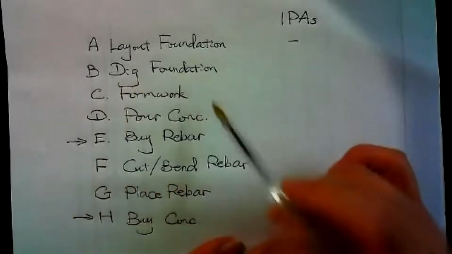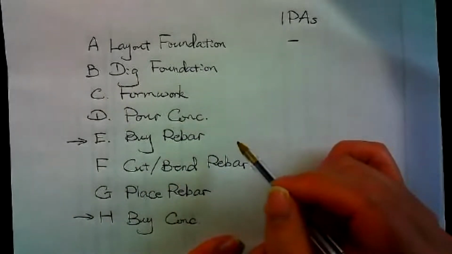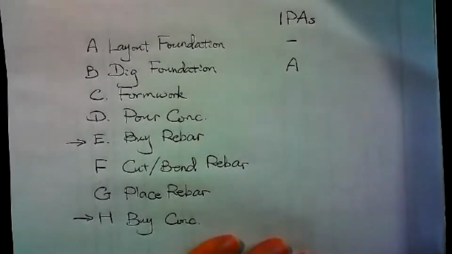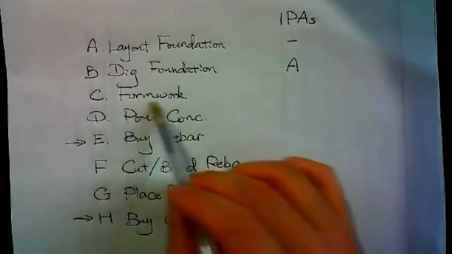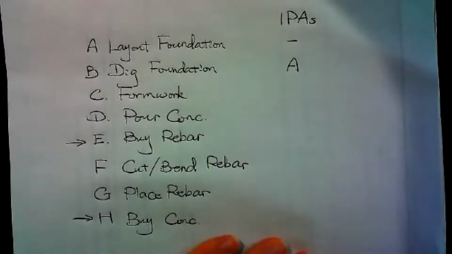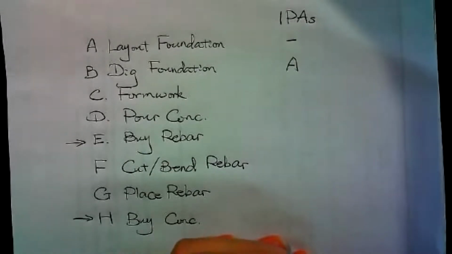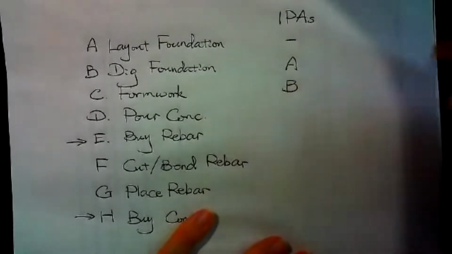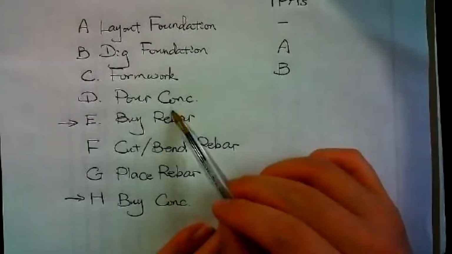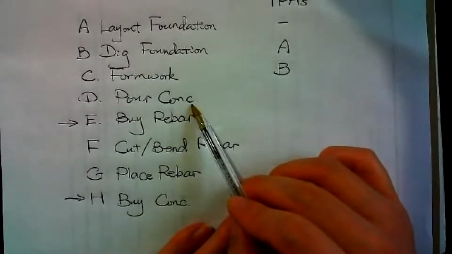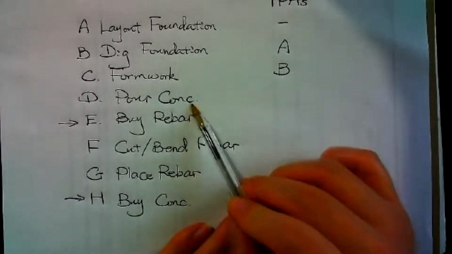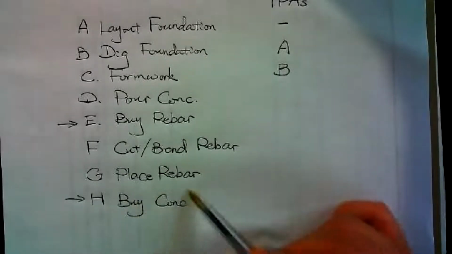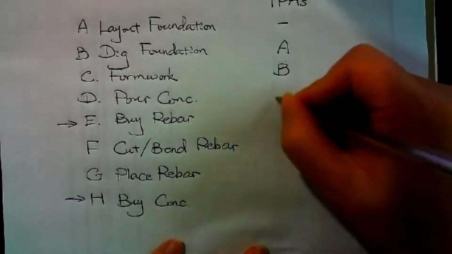Then before dig foundation, what activity should I finish? Layout foundation, very good. I need to put A over here. For formwork, if I want to put a form over there, what activity should be done? Dig foundation, B. And then if I want to pour concrete, I need to get what ready? Formwork. I also need to have concrete ready, so I know I need H over here.